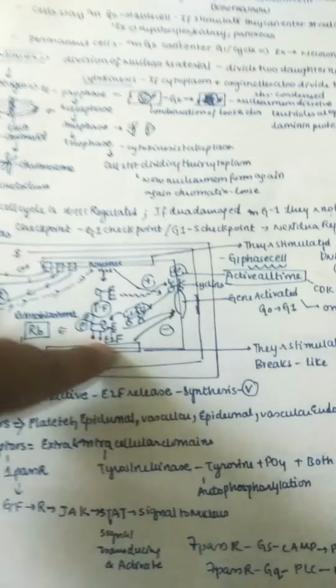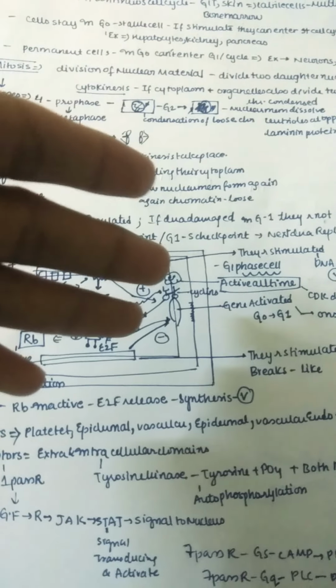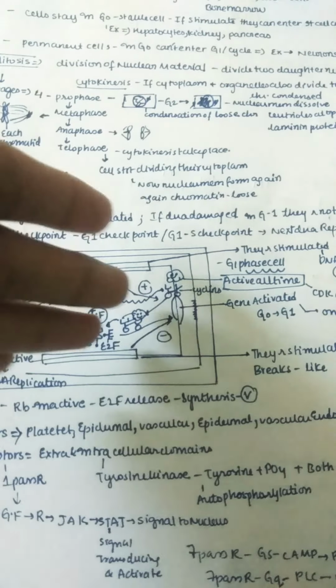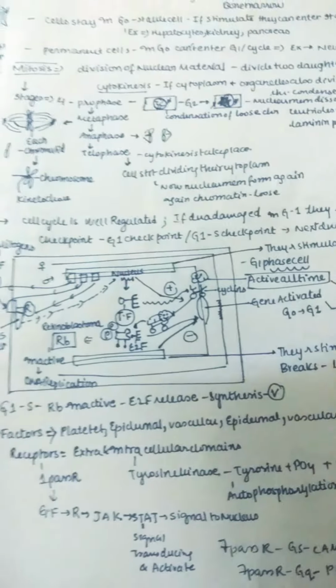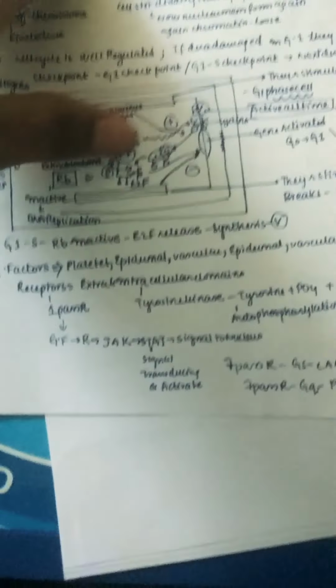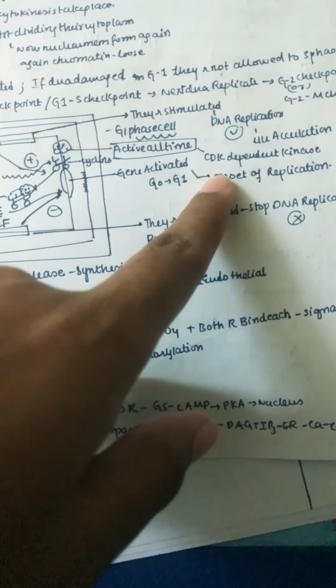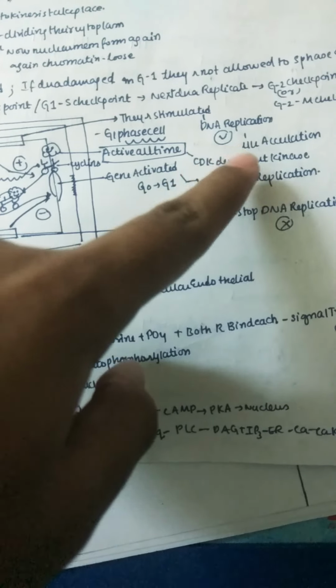And also the tumor suppressor genes should not work at all, because tumor suppressor genes normally suppress the tumor forming cells, so they should be blocked, then only the tumor can form easily. So remember that the cells which are active all the time are CDK dependent kinase, and they are stimulated so that DNA replication takes place, that is like acceleration.